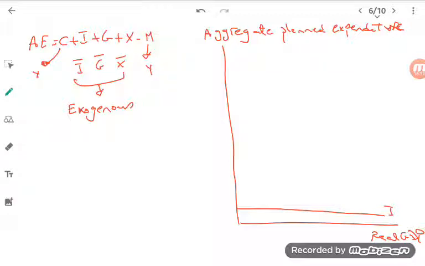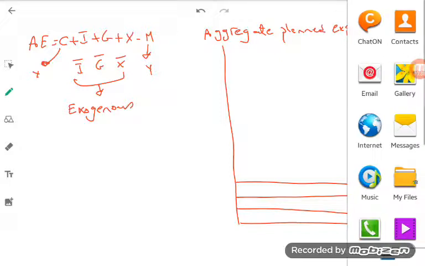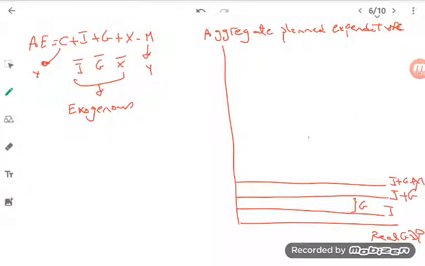And now we are going to add G to I. So the new line will be I plus G. This is I plus G, it's I in addition to G. So this is the value of G. Now we are going to add X. So the new line will be I plus G plus X. This is the value of X.